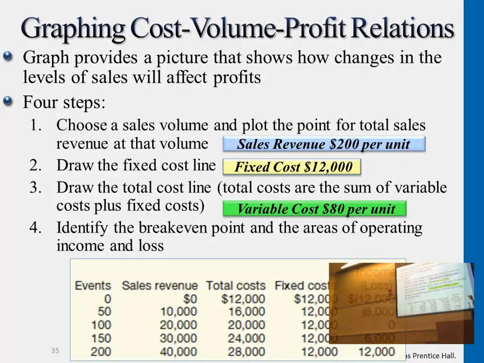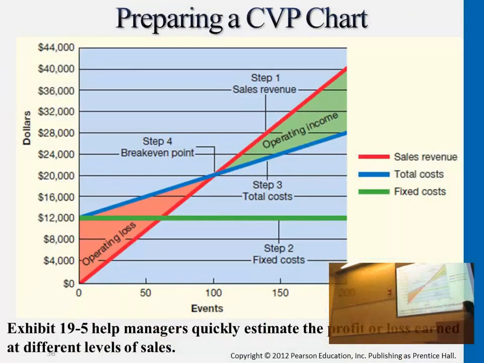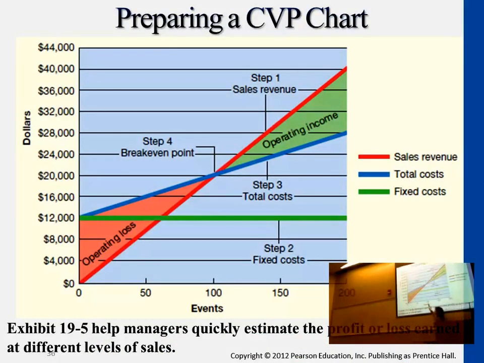Okay, the number one step here, choose a sales volume, plot the point for total sales at that volume. So if we choose 100, let's say, sales revenue is 20,000. If we go back to that chart, just plug in 100 events and find the point 20,000. Put a dot there, link it to 0. Now why are we linking it to 0? Because when there's no event sold, we're not getting any revenue. Okay, so make sure you understand which lines links to 0.